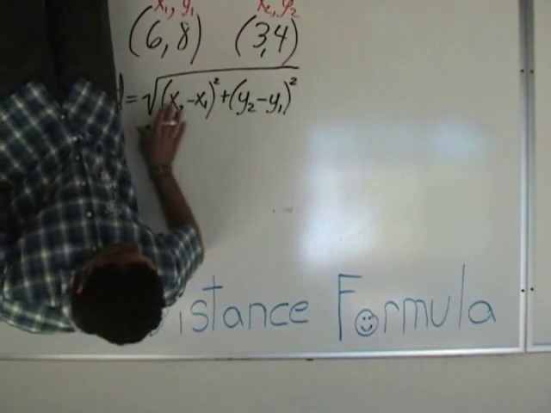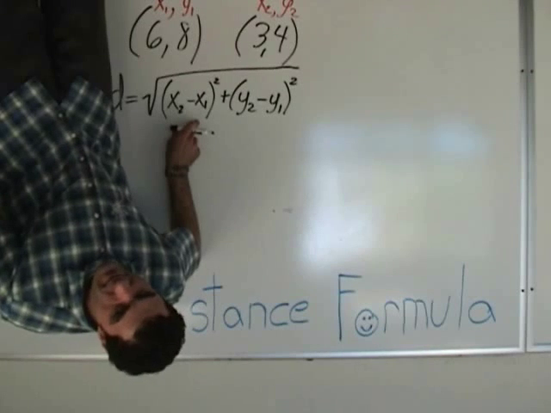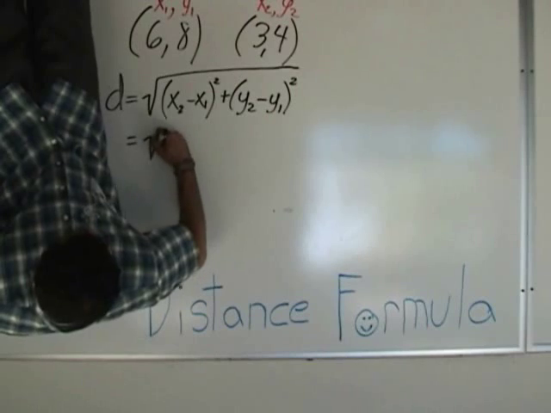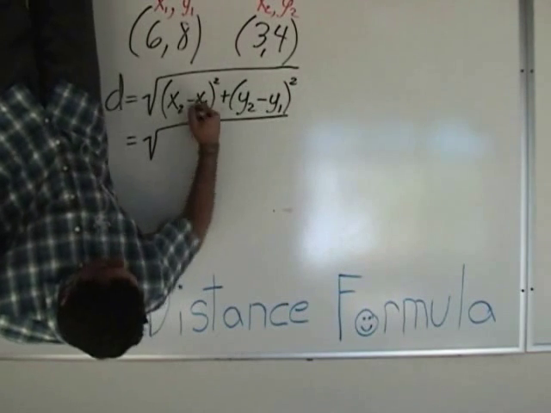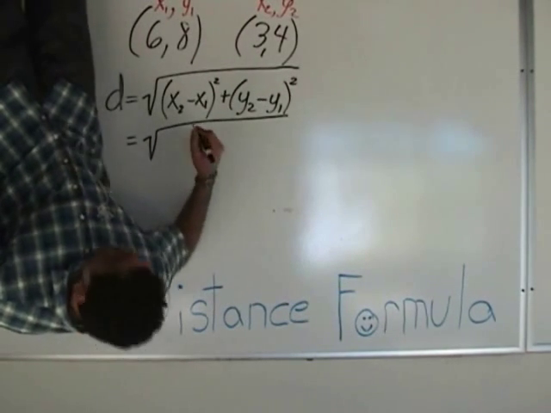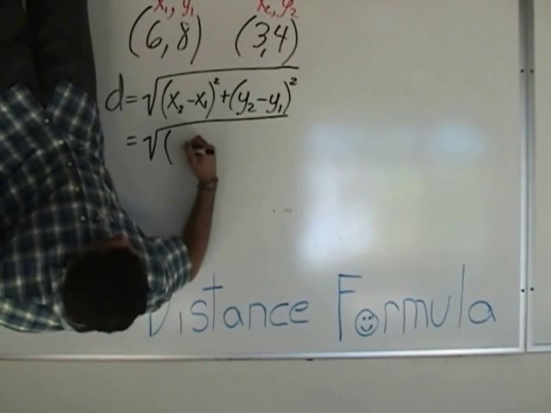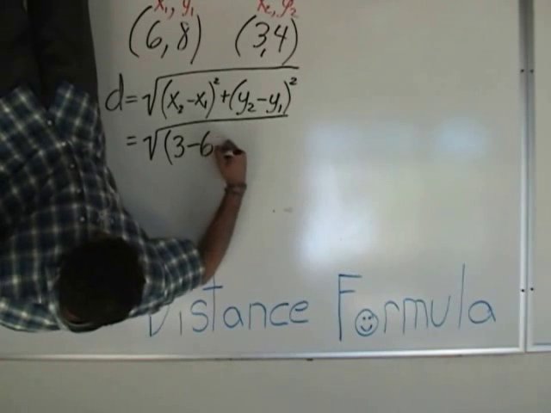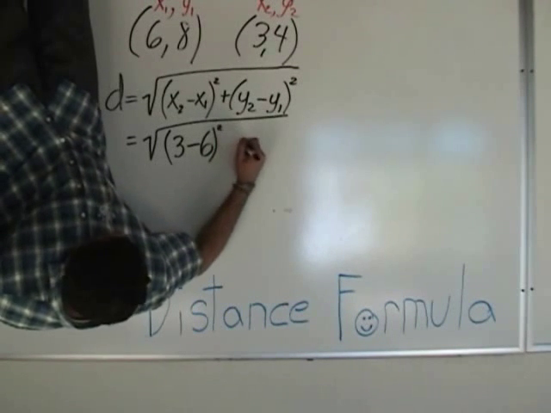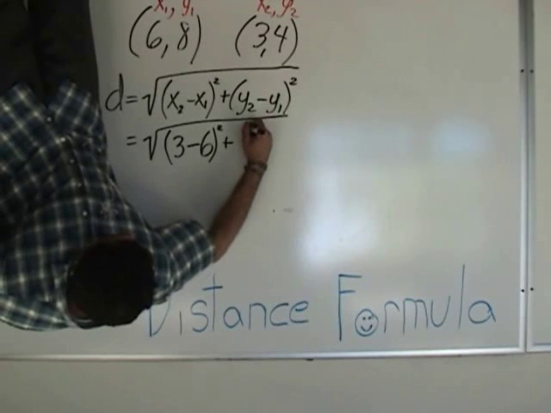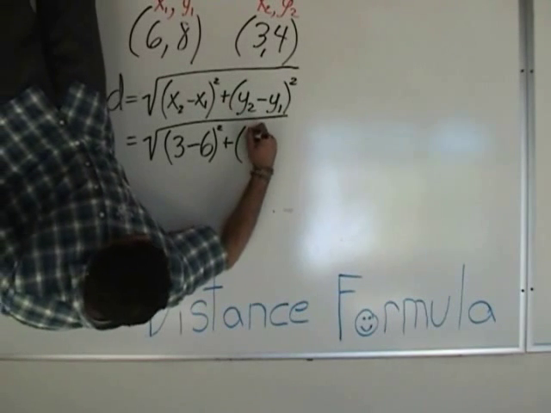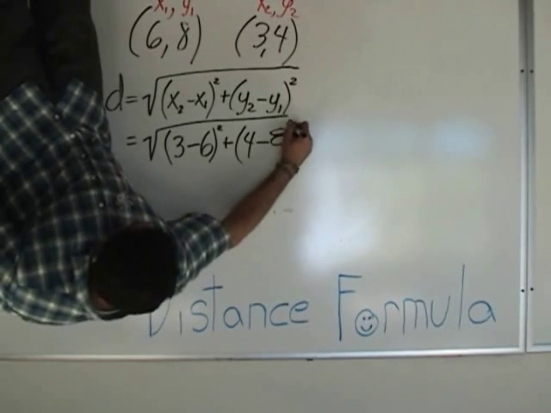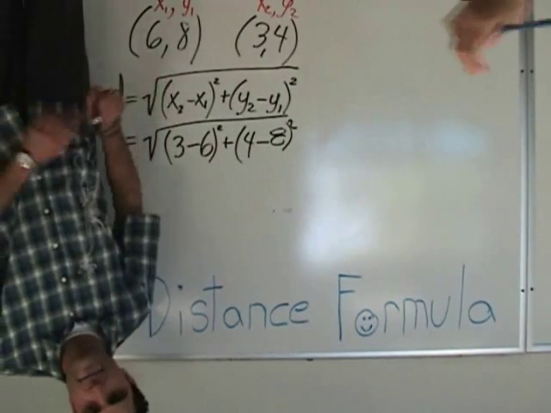So here, what this means is we're going to subtract the 2 x's and square it. Okay, so here we go. Long square root again. What is x2 minus x1? Let's write it. What's x2? 3. 3 minus 6 squared, and then plus 4 minus 8 squared. Okay.